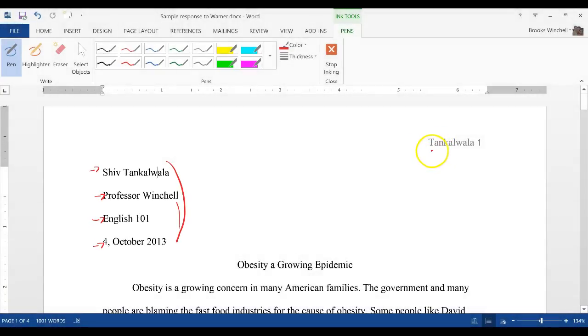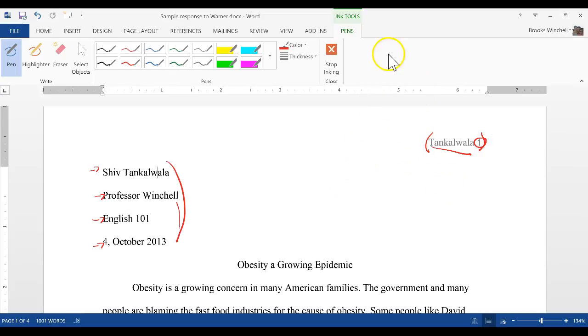We haven't talked about that yet, but for longer papers, you are supposed to put a running header that mentions your last name and the page number. So you could practice doing that with this essay.